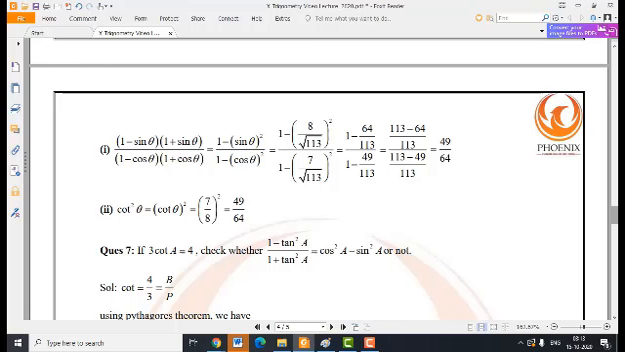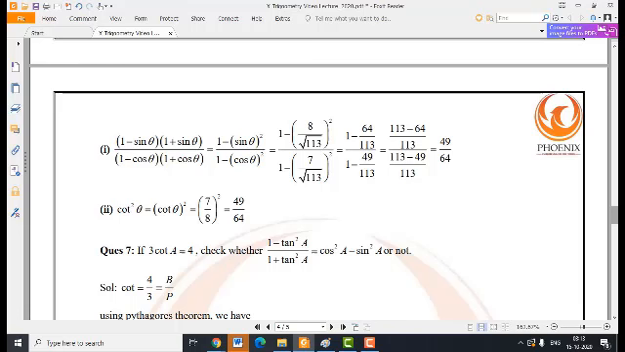You know how to solve this thing? Take LCM. It will be 113 minus 64 upon 113 and 113 minus 49 whole upon 113. The denominators of both the numerator and denominator will cancel out and you are just left with 49 upon 64 as the value of this whole expression. Alright, so that gives me the answer to the first part of the question.